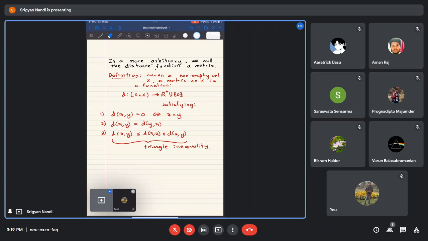So basically, any non-empty set equipped with such a distance function that gives a non-negative real number between any two points, which signifies the distance between those two points, is known as a metric. And that metric must satisfy these three axioms that we have laid out over here.